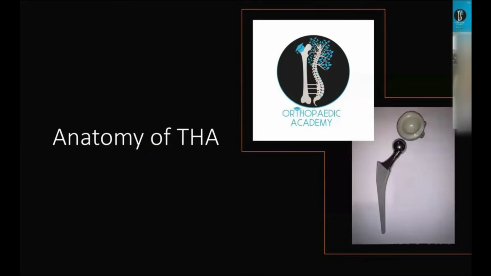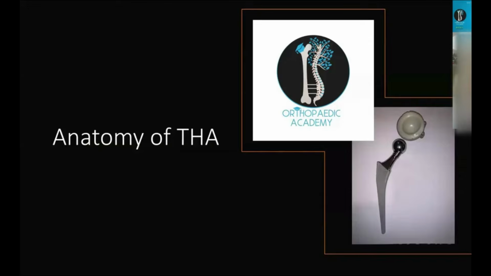Any questions? It's made up of a femoral device and an acetabular device. On the femoral side, that's composed of a stem, and that stem has a part that's in the diaphysis and the metaphysis. Then it has a neck with a trunnion, and then it articulates with a ball.